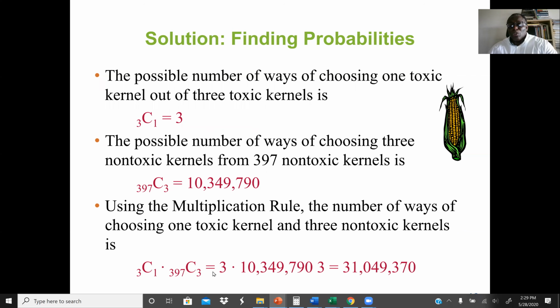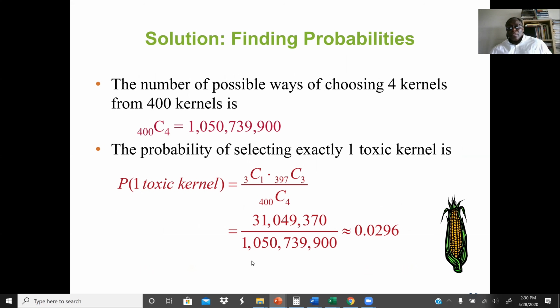Now, using the multiplication rule, the number of ways of choosing 1 toxic kernel and 3 non-toxic kernels will be C(3,1) times C(397,3). So we get 3 times C(397,3), which is 10,349,790. And when we multiply, we get 31 million plus. So the probability of selecting exactly 1 toxic kernel, P(1), will be 31,049,370 over C(400,4).